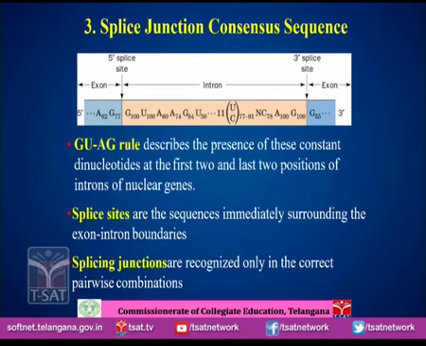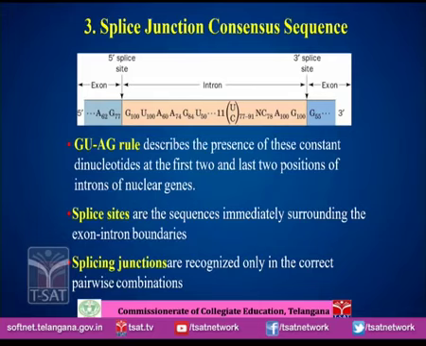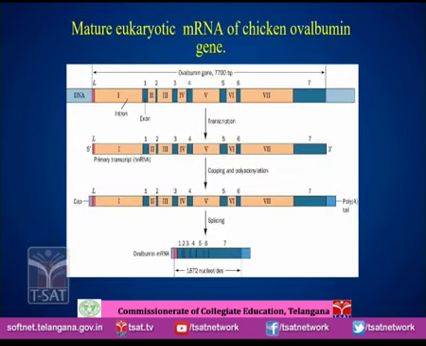This particular rule describes the presence of these constant dinucleotides at the first 2 and last 2 positions of the introns of nuclear genes. The second thing is the splicing sites, and after splicing the intron part is removed and the exon parts are joined. That is called the splicing junction. This process happens at the splicing junctions. We will see in detail how this happens.